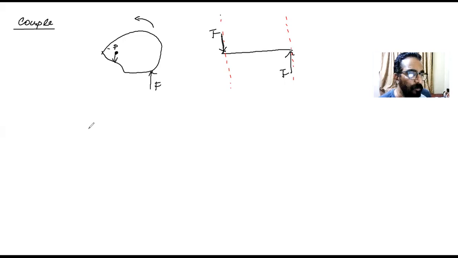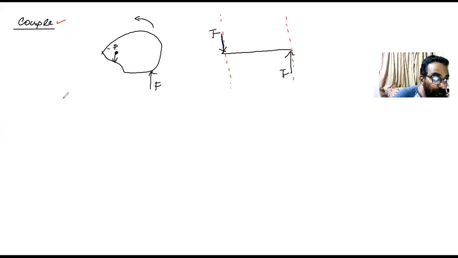So a rotational motion is never brought about by a single force. It always happens due to a pair of forces. These forces are called a couple. What are they called? A couple. Are you getting me here?